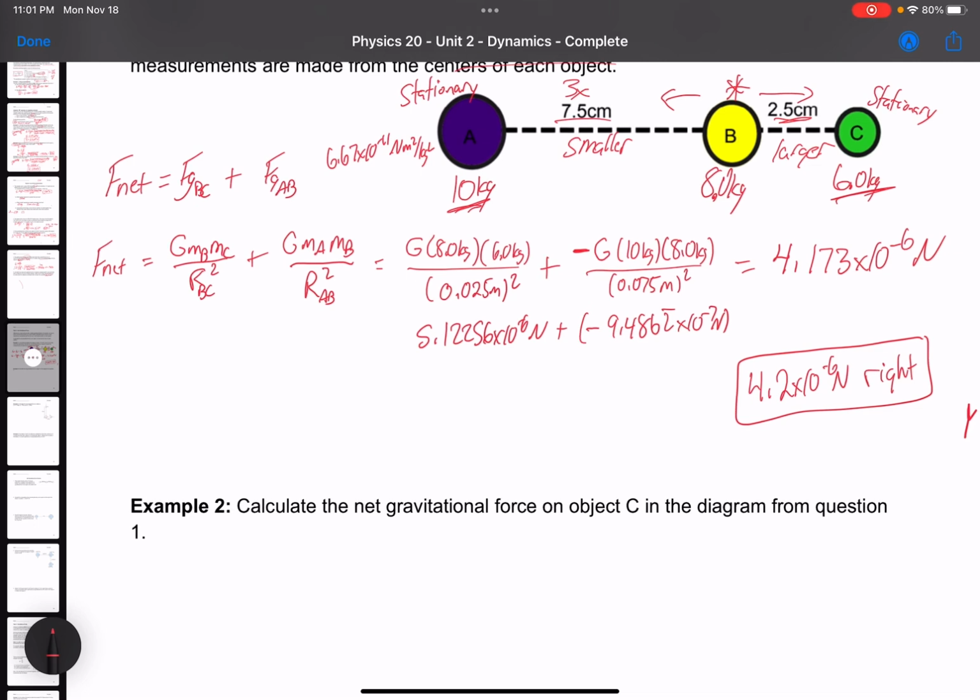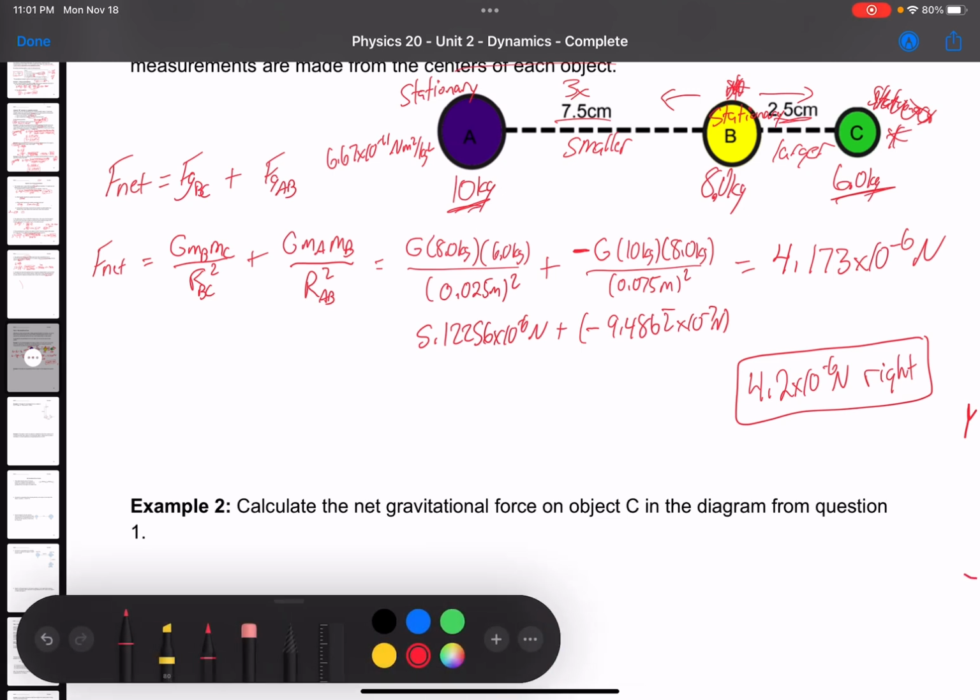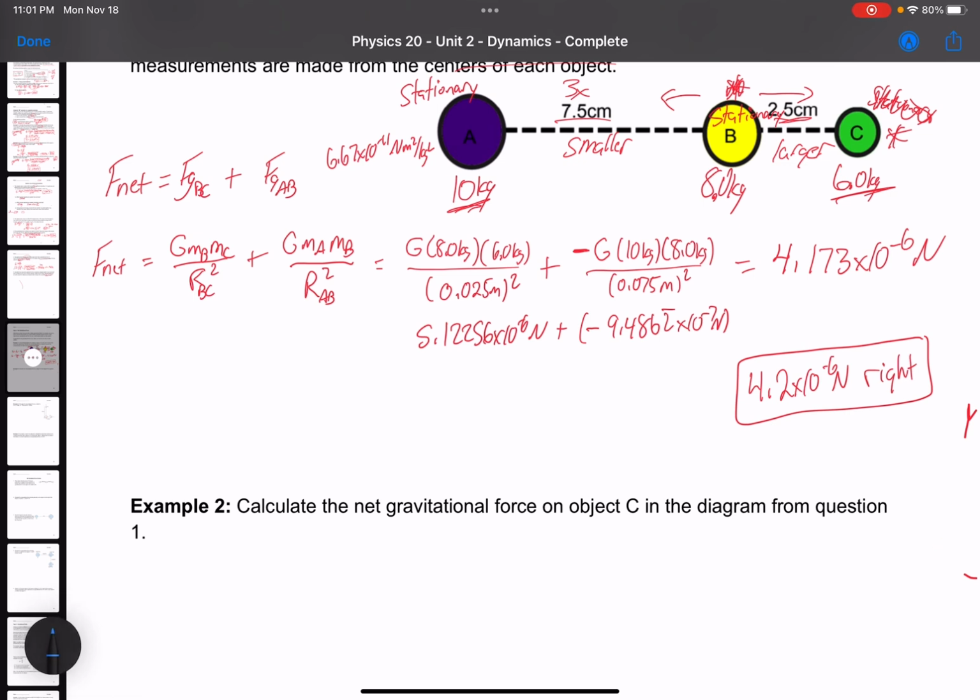So in example 2, calculate the net gravitational force on object C in the diagram. So now we're going to say that C is what I'm looking at, and that B is going to be stationary. And so is A. So the net gravitational force on object C, I'm going to switch colors here just so I can add to this. So C is going to be pulled to the left by B, and C is going to be pulled to the left by A. Now these arrows are a little bit misleading because obviously the gravitational force of A is going to be quite weak compared to that of B just because it's so far away, like it's 10 centimeters away from C.